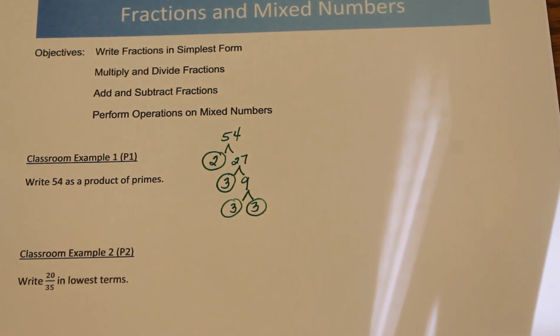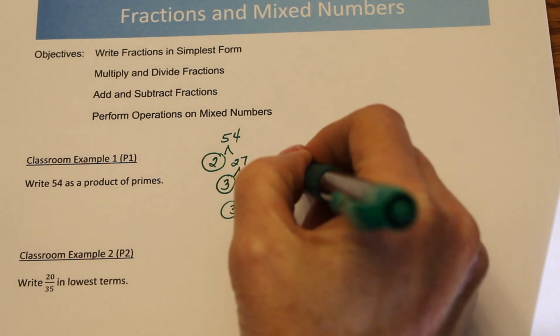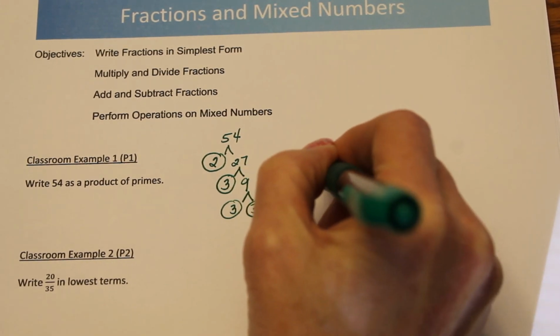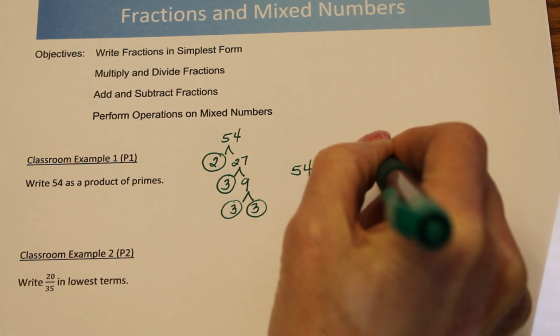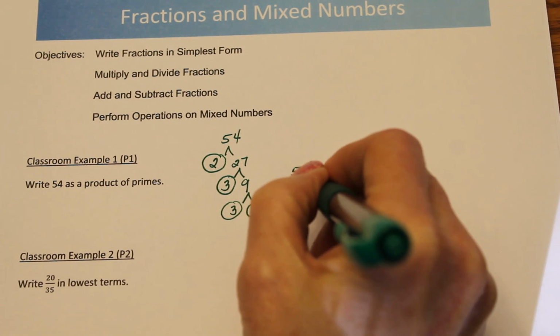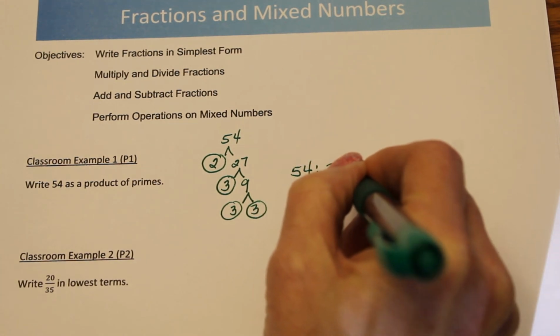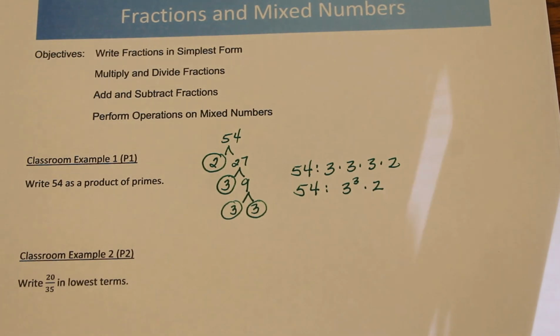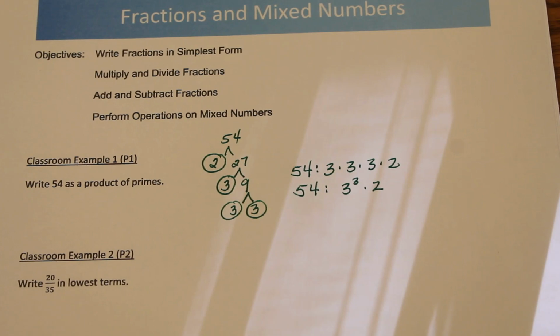So if we were going to write 54 as the product of primes, we would say 54 would be 3 times 3 times 3 times 2. And some people would write it as 3 to the third times 2. Those are equivalent. But you need to be able to find the prime factors of any number, because what you're going to wind up doing is canceling or reducing if you have the same factors in the numerator and denominator of a fraction. So this is an important topic.